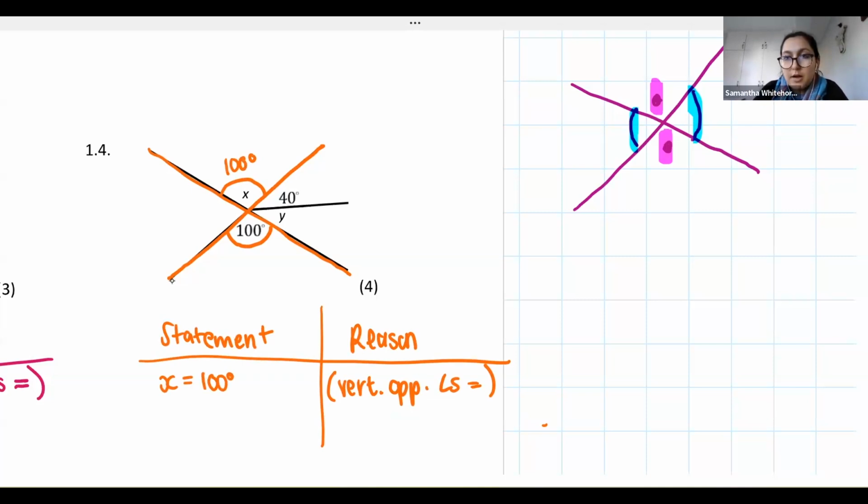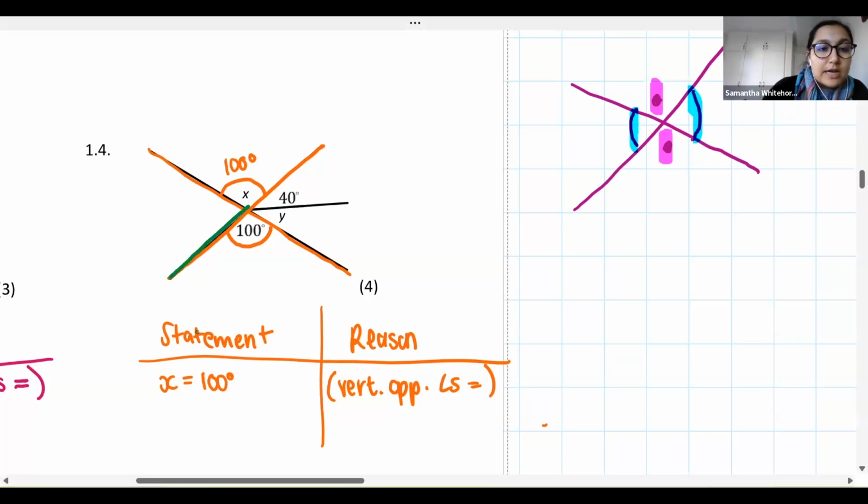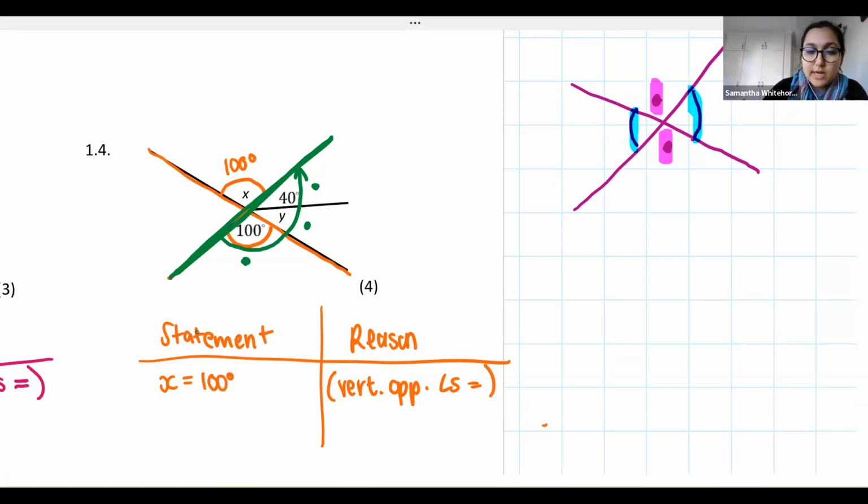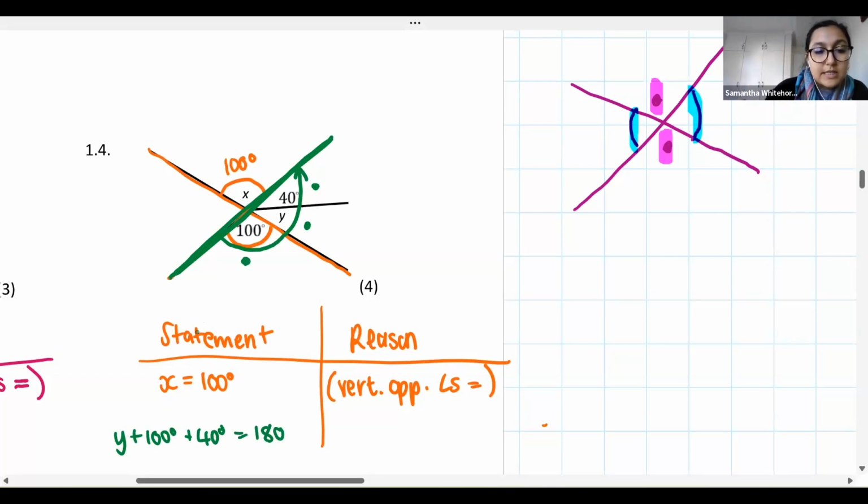Now from there, there's a couple different ways that you can get y, and it's really up to you. But from there, what I'm seeing next is that I have got a straight line. I've got lots of straight lines, but this green straight line I know is going to be useful to me, because if I say 100 plus y plus 40, I know I must get 180 degrees because those are angles on a straight line. So y plus 100 plus 40 is equal to 180 degrees. And my reason here is angles on a straight line.